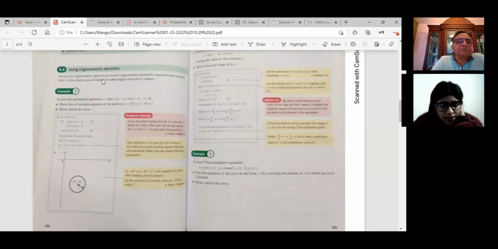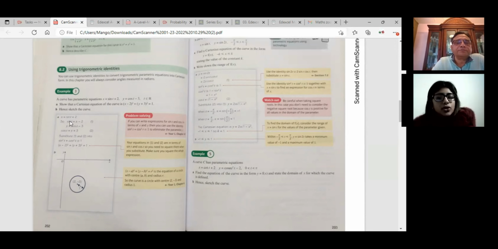Using trig identities, you can convert trigonometric parametric equations into the Cartesian form. In this chapter, you will always consider angles measured in radians. Example 3: a curve has parametric equations x equals sine t plus 2 and y equals cos t minus 3. As far as trig identities are concerned, we know the Pythagorean trig identity.